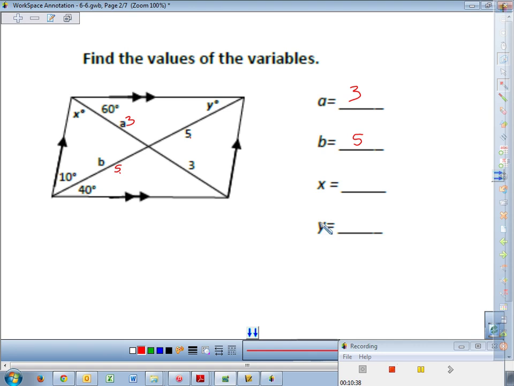Interesting. Should it be 60 degrees? Here's X right now. Should it be 60 degrees? This is not a symmetry line, correct? So I would say no to that. What could we do to find X? 180 minus... Where'd you get 50 from?